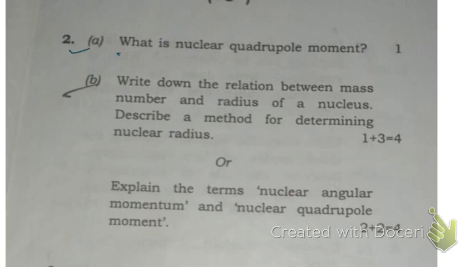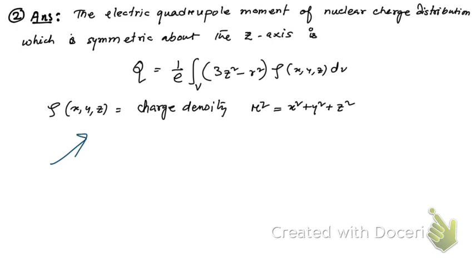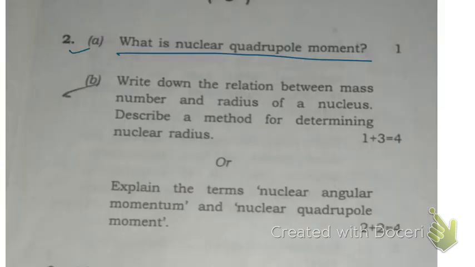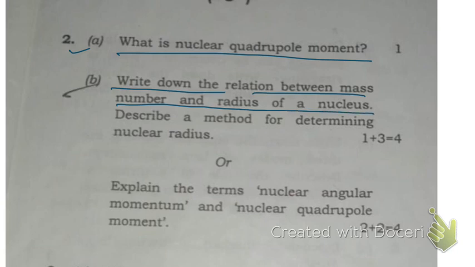What is the nuclear quadrupole? This is the answer to that question. Only 1 mark is given, so you just have to write this for 1 mark. That's enough. Now, write down the relation between mass number and radius of nucleus and describe a method for determining nuclear radius.